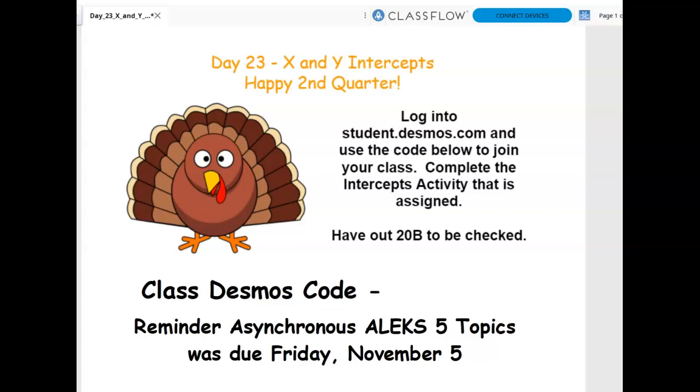Before we got started, we did a warm-up in student.desmos.com. If you're not here today and you want to try that activity, you're welcome to log in. The code for Desmos will be on Schoology for your class.